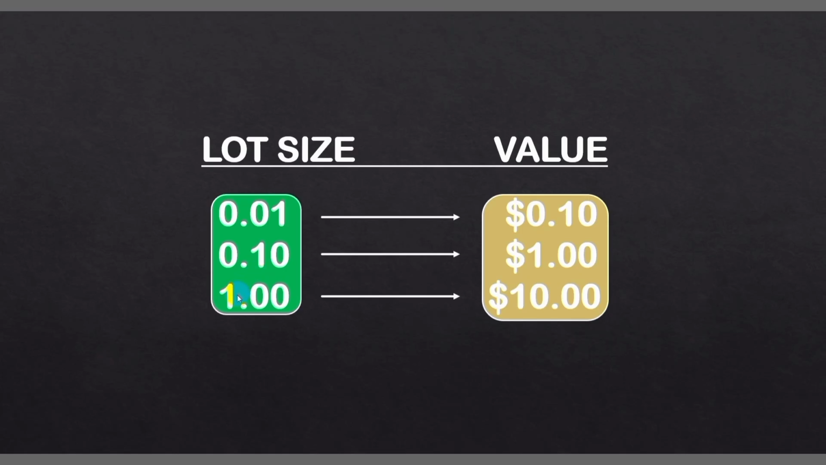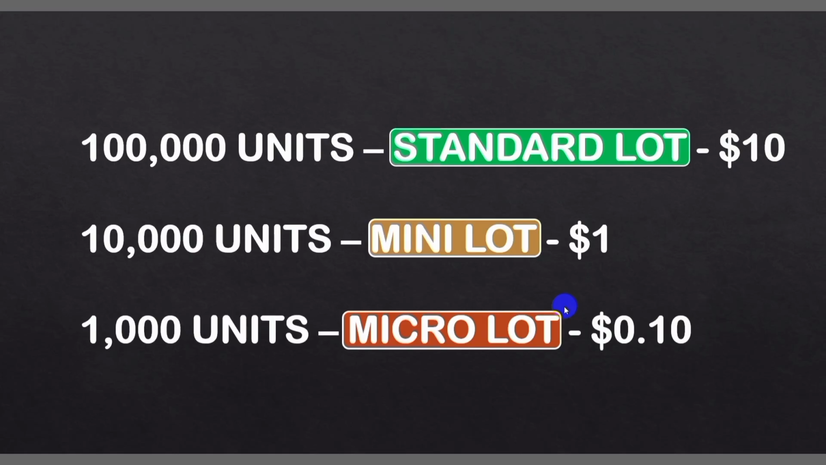Meaning for every single pip move, you're going to be making $10. So I told you guys that we have the standard lot, the mini lot, and the micro lots. 100,000 units is what gives us the standard lot, 10,000 units is what gives us the mini lots, and 1,000 units is what gives us the micro lots.